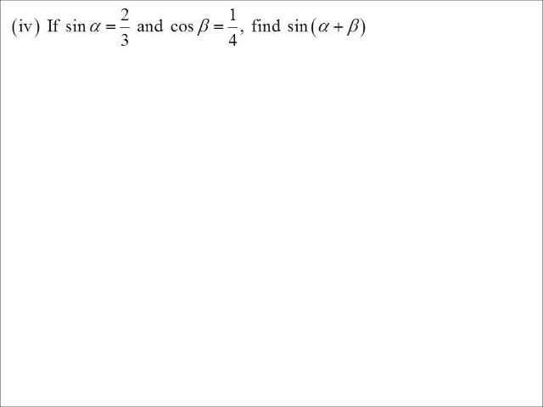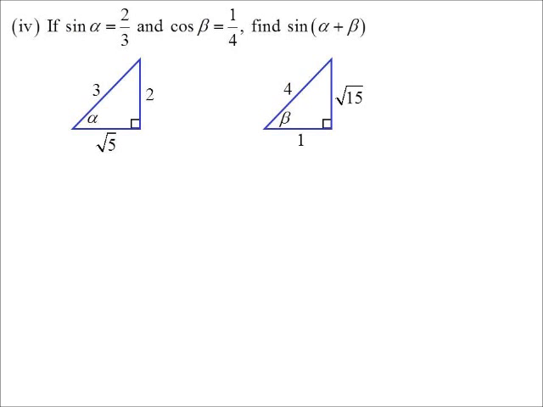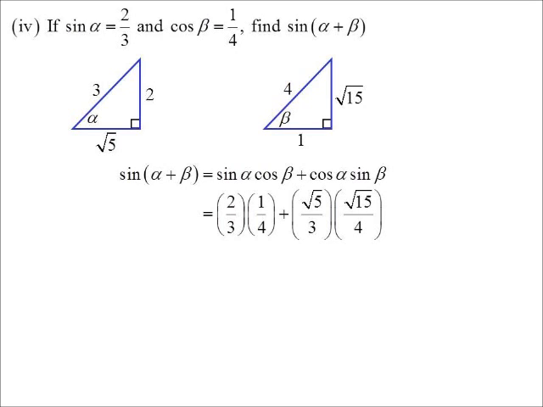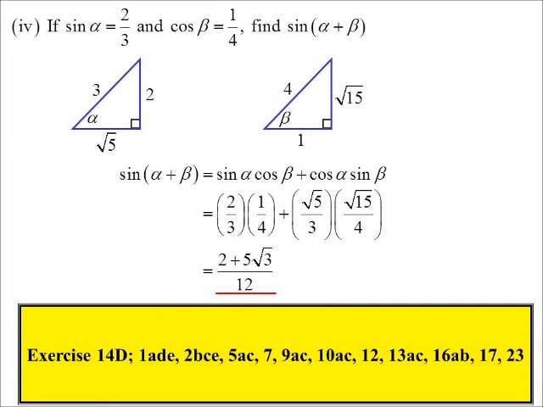So how I solve this one myself is I just draw up the two triangles, work out the third side they haven't given me, and just simply sub in the formula now. So sine cos, cos sine, read off the different triangles, sub in, bingo, we've got an answer: 2 plus 5 root 3 on 12. All right, let's have lots of fun.